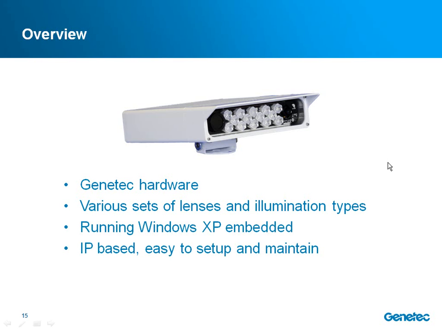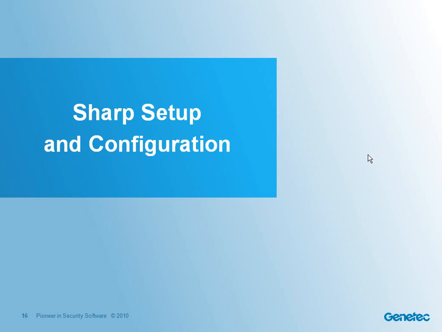The Sharp cameras are IP-based, so they can easily be connected to any network, which allows information to be sent rapidly to anyone who needs it. Now, since everything is contained in one box, the cameras are easy to set up and maintain. Now that we have an overall view of what we're setting up, let's start looking at the Sharp configuration.